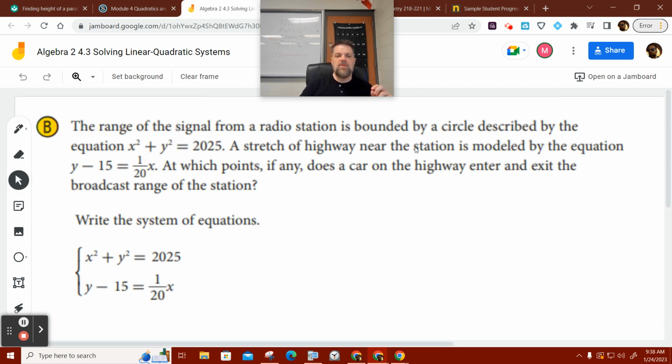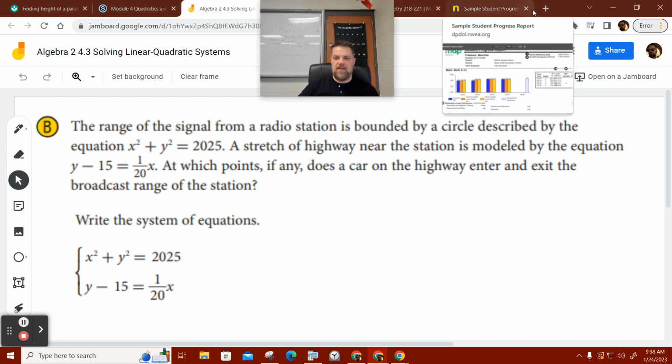It says the range of a signal from a radio station is bounded by a circle described in the equation x squared plus y squared equals 2025. A stretch of highway near the station is modeled by the equation y minus 15 equals 1 over 20x. At which points, if any, does the car on the highway enter and exit the broadcast range?